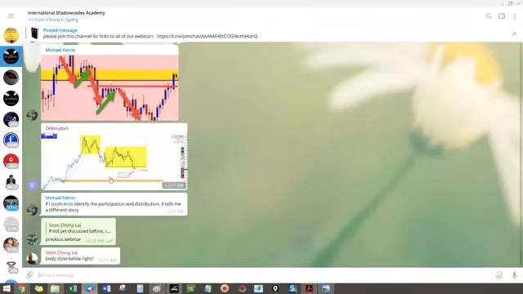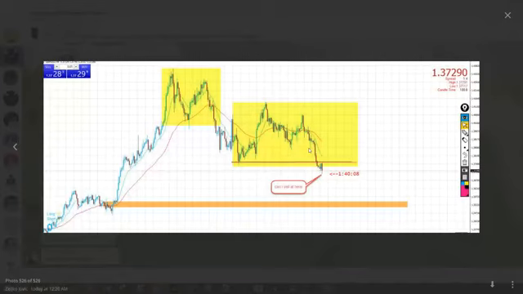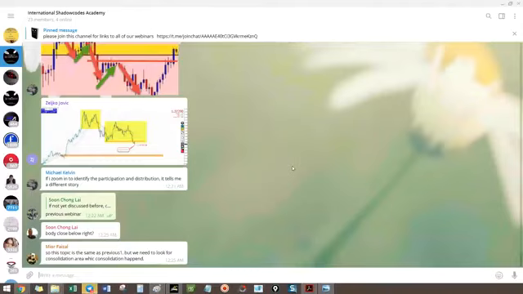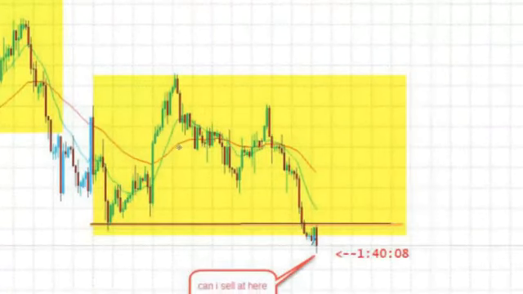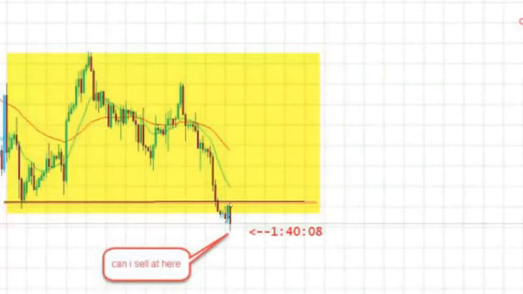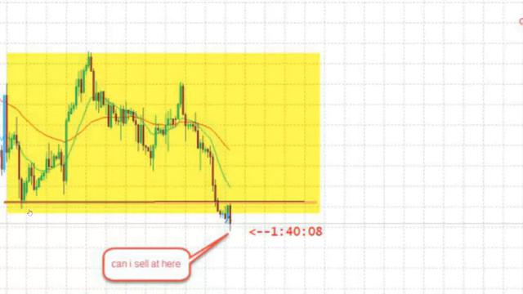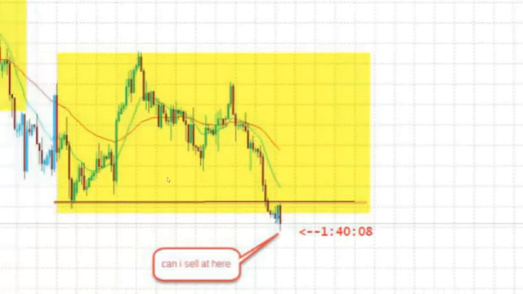One, two, 1, 2, 3. Yes, correct. Phase 1, phase 2, phase 3. Can I sell here? No, you must sell up here. Oh, sorry. You can sell here, but it's better to wait here. Okay. But if you are able to take the risk, you can also sell over here.